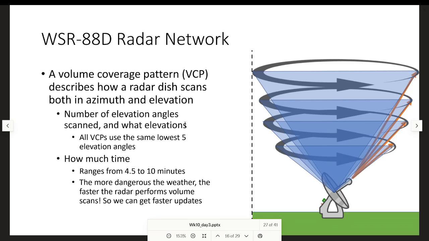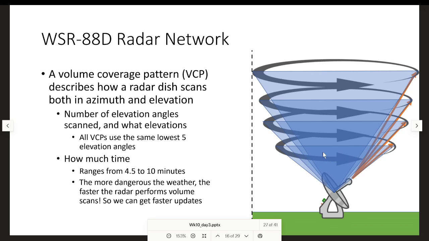So a volume coverage pattern, or VCP, describes how the radar dish scans in both azimuth and elevation, so the number of elevation angles scanned and what elevations are scanned. All VCPs use the same lowest 5 elevation angles. To do these scans, it takes 4.5 to 10 minutes, and the more dangerous the weather, the faster the radar performs volume scans, so we can get faster updates.